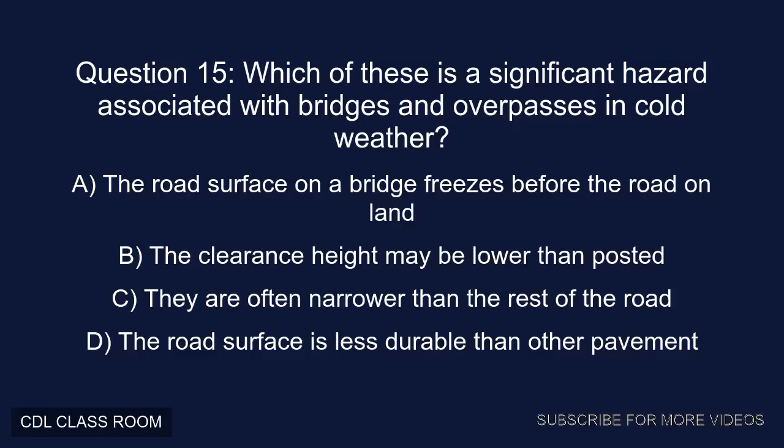Question 15. Which of these is a significant hazard associated with bridges and overpasses in cold weather? A. The road surface on a bridge freezes before the road on land. B. The clearance height may be lower than posted. C. They are often narrower than the rest of the road. D. The road surface is less durable than other pavement. Correct answer, A. The road surface on a bridge freezes before the road on land.